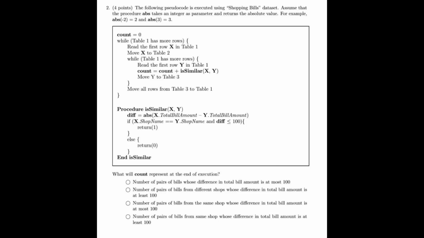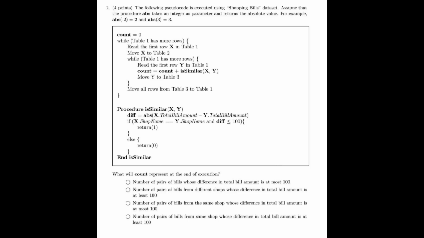So from the two rows of the table they have calculated the difference of their total bill amount and then they have used an if statement: if x.shop_name is equal to y.shop_name and difference is less than or equal to 100, return 1, else return 0. So count will be updated when the shop names of the two rows are the same and the difference is less than or equal to 100. Less than or equal to 100 means at most 100.